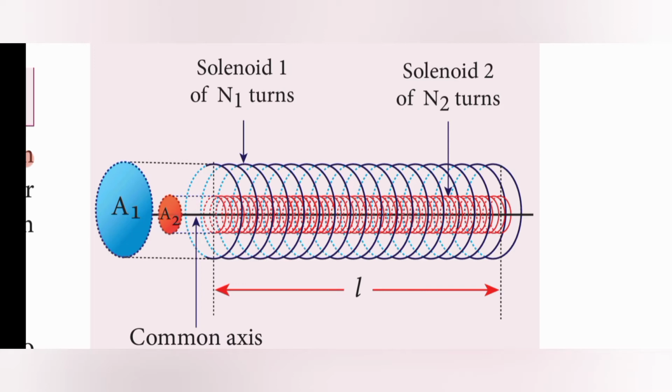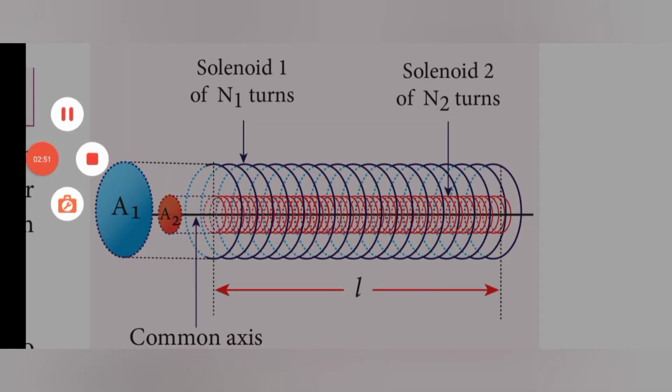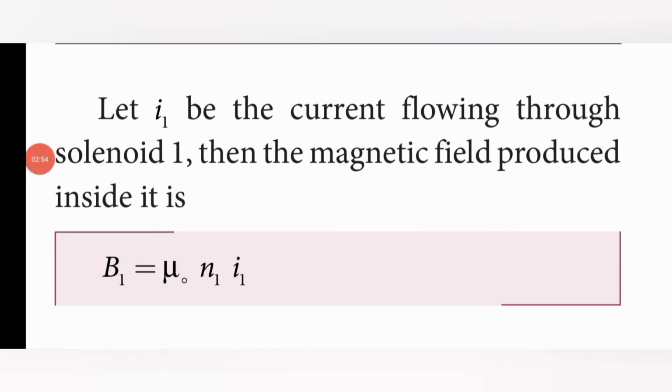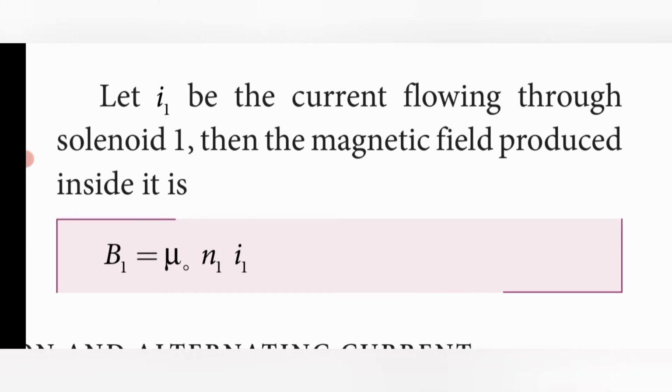First we have to find the magnetic field produced inside the solenoid. Mu naught n I is the general equation for the magnetic field produced inside a solenoid. Here B1 is the magnetic field produced by solenoid 1, equal to mu naught, the permeability of free space, times n1, the turn density of solenoid 1, times I1, the current passed through solenoid 1. So B1 is equal to mu naught n1 I1.